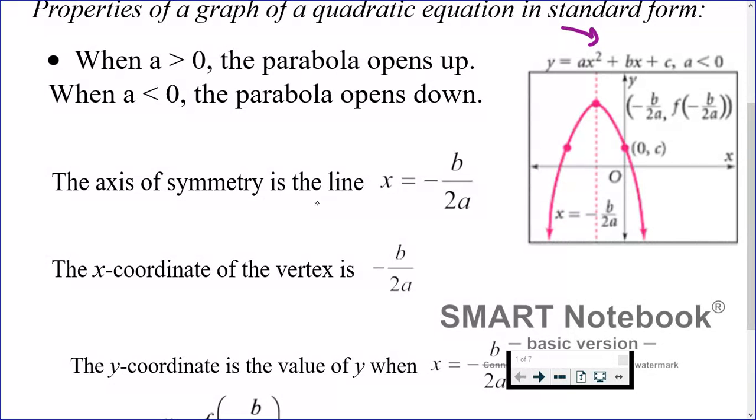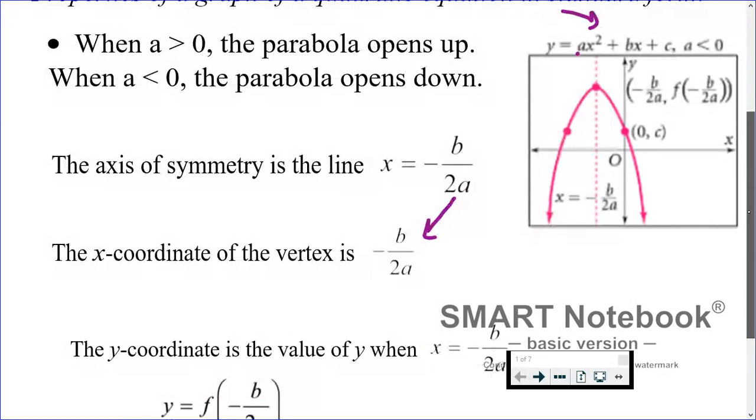The axis of symmetry line is x equals the opposite of b over 2a, where b is the coefficient of the linear term, a is the coefficient of the quadratic term. So that formula you can use every time to get the axis of symmetry. When you have the axis of symmetry, remember we talked about in the first lesson that the x-coordinate of the vertex is always going to be the same as the axis of symmetry, because the vertex touches the axis of symmetry. So the opposite of b over 2a is also the x-coordinate of the vertex.